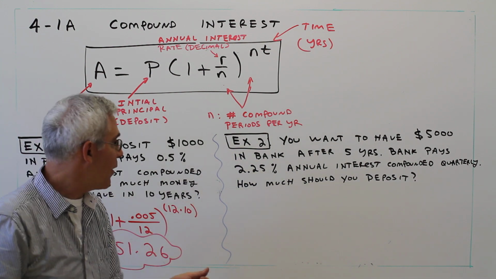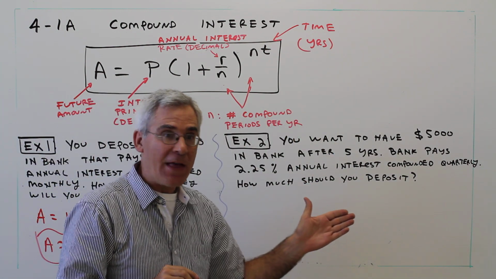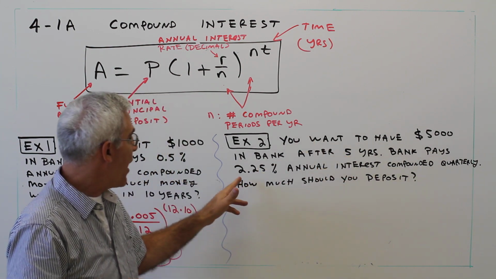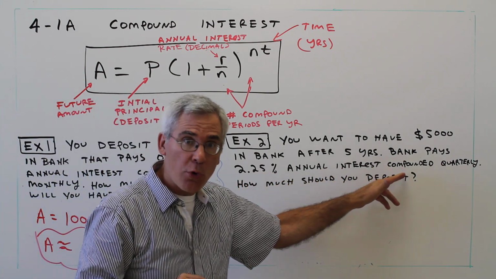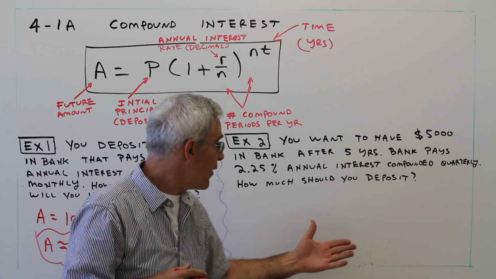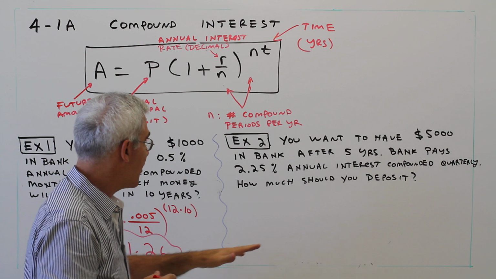Example 2 is a little bit different. In this case, you want to have $5,000 in the future after 5 years. The bank pays 2.25% annual interest compounded quarterly. How much money should you initially deposit? So in this case, I'm trying to find what the P value is. I should know everything else. So let's set this up.